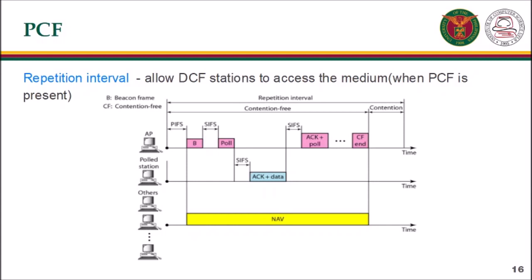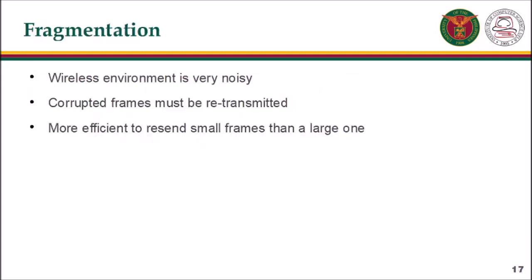During the repetition interval, the PC or point controller can send a poll frame, receive data, send an acknowledgement, receive an acknowledgement, or do any combination of these. At the end of the contention-free period, the PC sends a contention-free end frame to allow the contention-based stations to use the medium. The wireless environment is very noisy, so frames are often corrupted.